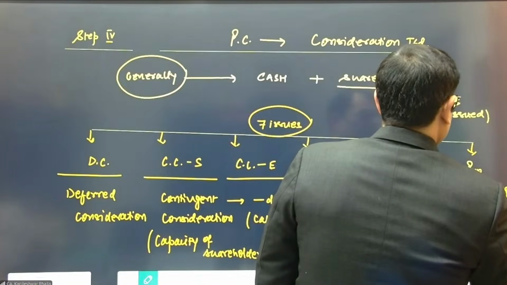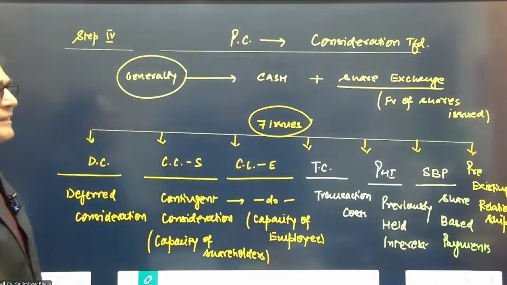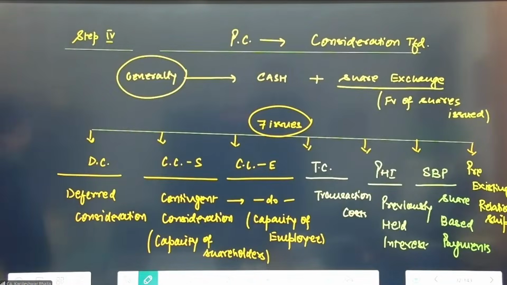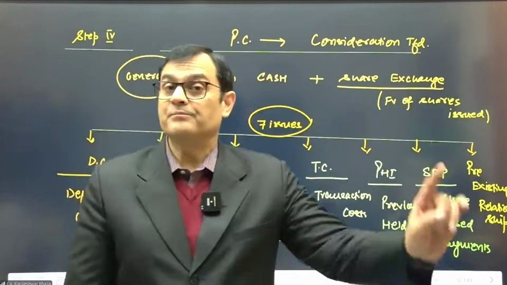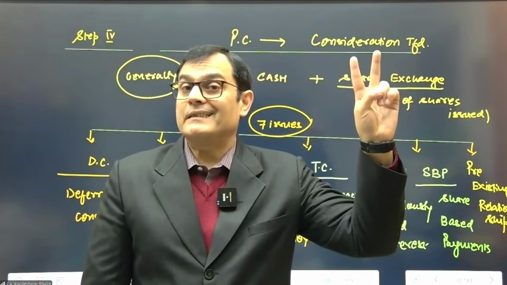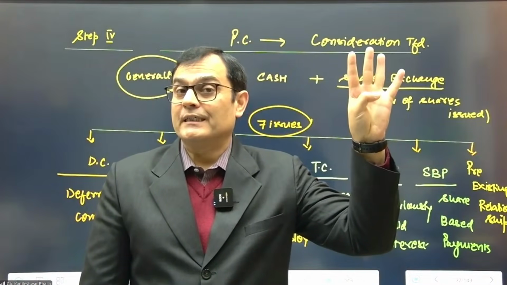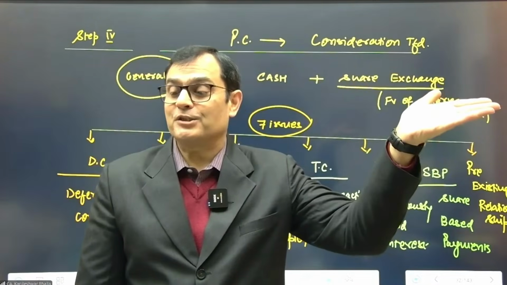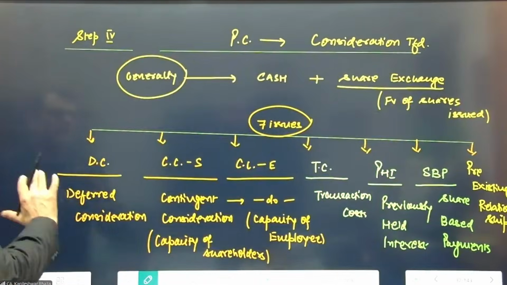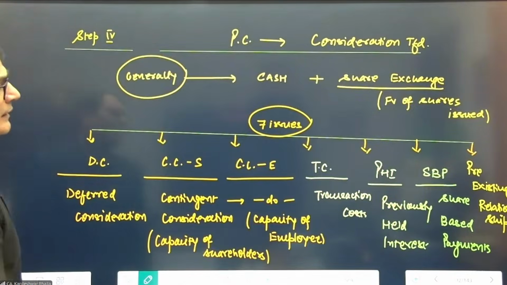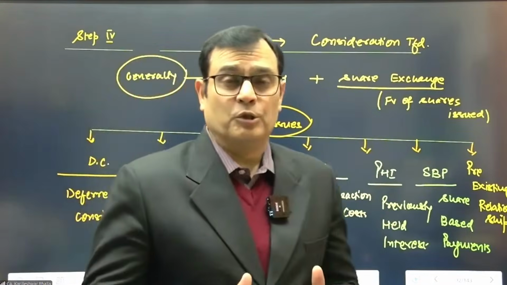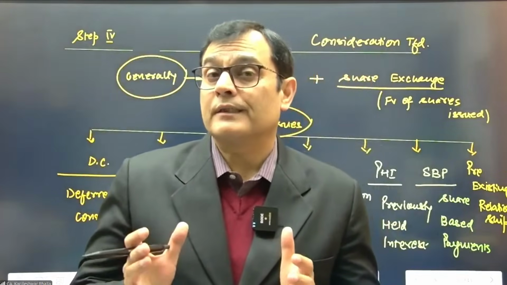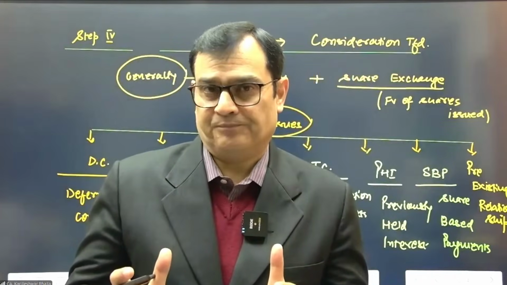So this is the agenda, the list of 7 issues which we need to understand in terms of calculating a purchase consideration. I have given you the inputs on the 7 issues relating to PC: DC, CCS, CCE, TC, PHI, SBP, and a pre-existing relationship. Now we're going to discuss each of these 7 issues one by one in detail. Once you're clear with these 7 issues, you can handle any question on the concept of a purchase consideration.